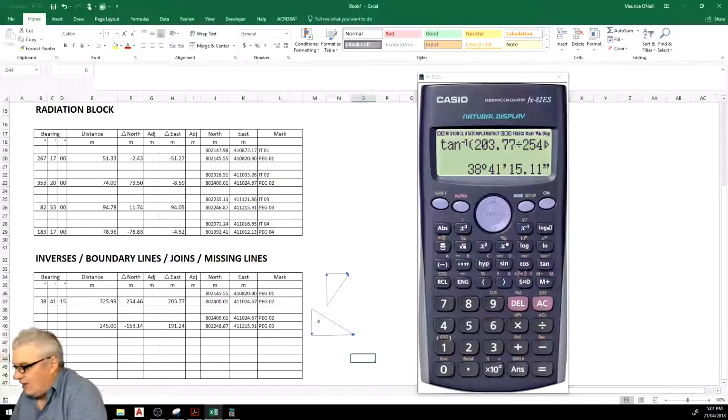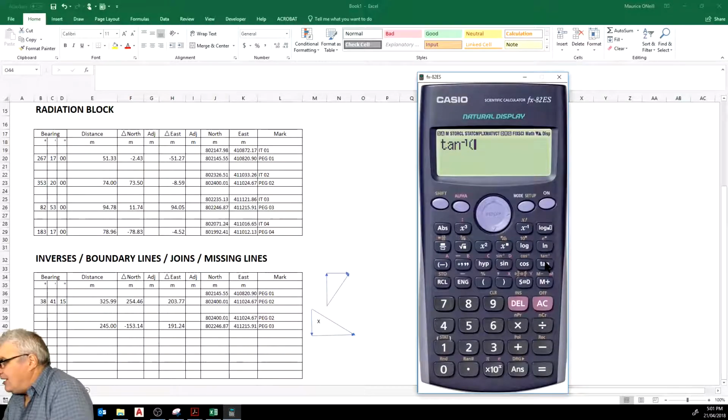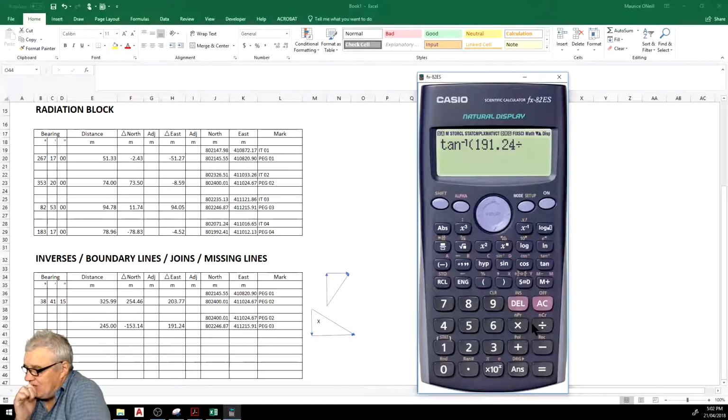Now we can see there that we're going to go shift tan to the -1, and it's going to be this here, which is the easting, 191.24 divided by, now we don't worry about the negative signs when we're doing it this way, because it doesn't matter. It's just the distance. In fact, the negative signs could well muck it up. 153.14 and the bracket, and there we go, equals 51.31.